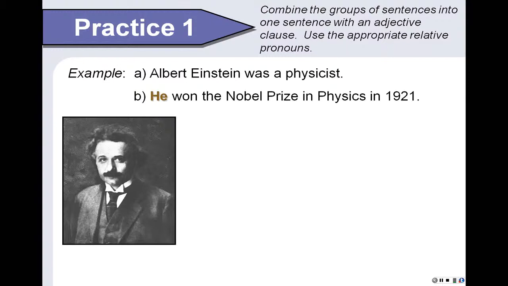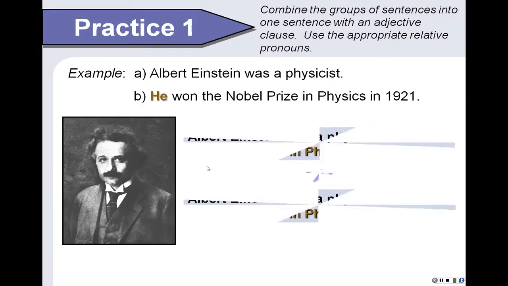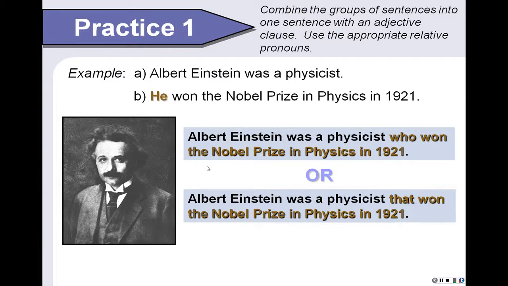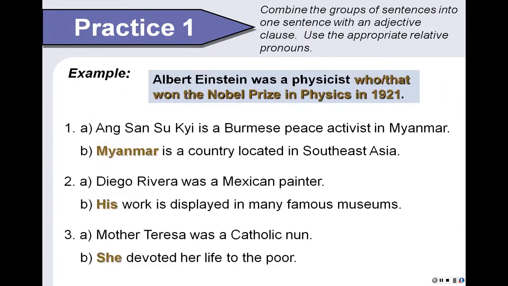Practice 1. Combine the groups of sentences into one sentence with an adjective clause. Use the appropriate relative pronouns. Example, Albert Einstein was a physicist. He won the Nobel Prize in Physics in 1921. Albert Einstein was a physicist who or that won the Nobel Prize in Physics in 1921. I will give you a few moments to work on this yourself.